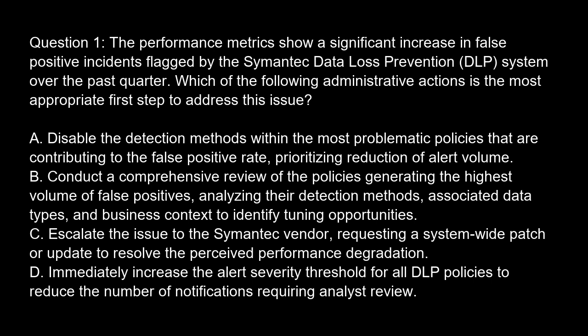Option A. Disable the detection methods within the most problematic policies that are contributing to the false positive rate, prioritizing reduction of alert volume. Option B. Conduct a comprehensive review of the policies generating the highest volume of false positives, analyzing their detection methods, associated data types, and business context to identify tuning opportunities.